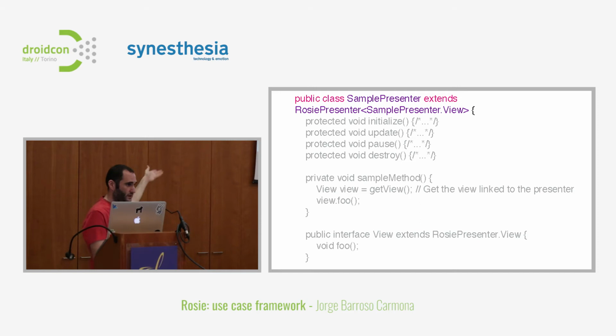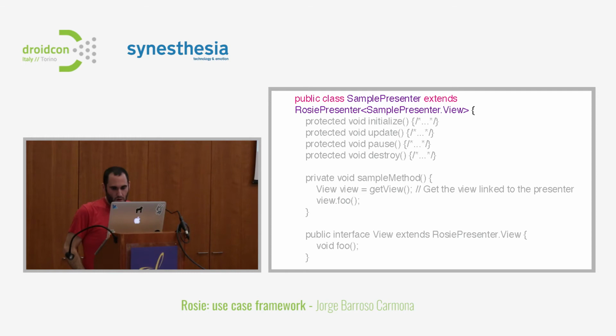Easy, no? It's really easy. You have a lot of magic. You don't need to talk with the framework, with the life cycle, and you don't need to fight with that kind of thing. You only write the binding in the activities, you define your interfaces in the view, and you have new presenters. Okay.